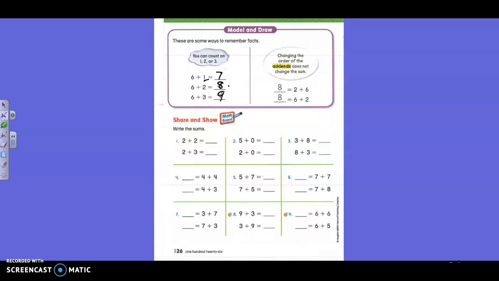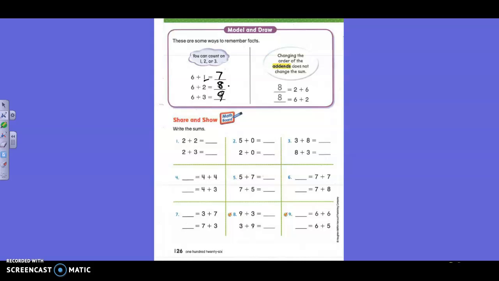You can change the order of the add-ins. I just said this, okay? The two numbers that you add or you plus together can be flipped, okay? And it doesn't matter if they're flipped. It does not change the sum. It will not change the answer just because they're flipped, okay? It's still the same amount, okay?